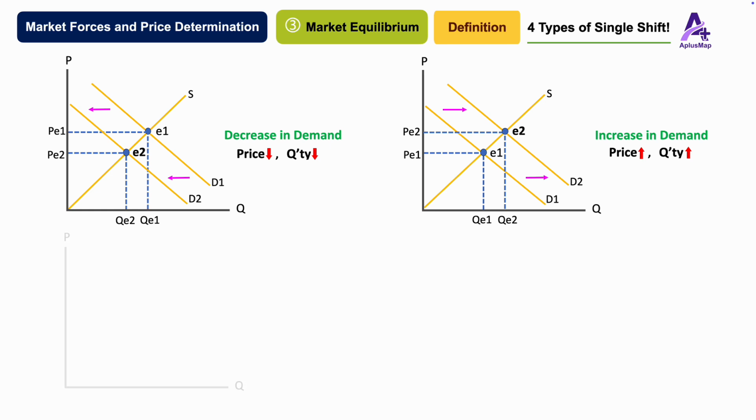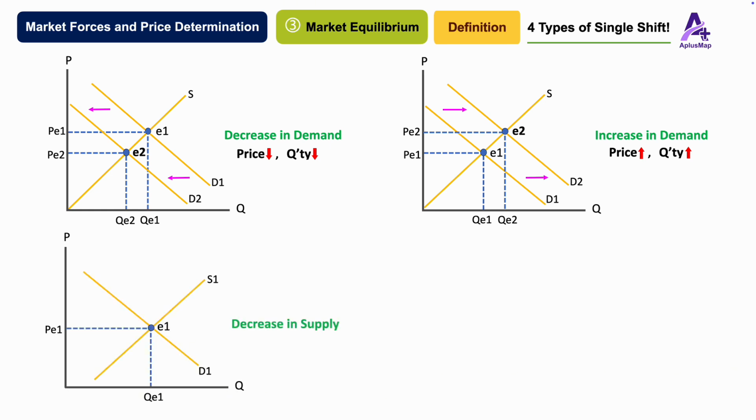Okay, two down. Now let's shift supply. What if supply decreases? S curve shifts left. Supply shifts left. Now compare the new intersection to the old one on the unchanged demand curve.